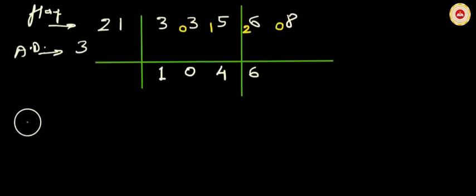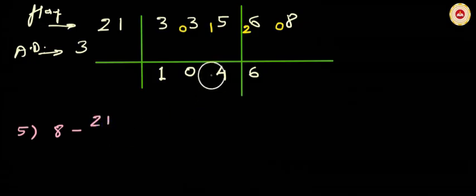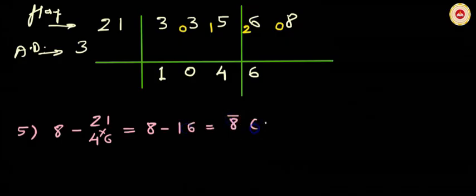Yes. Step number 5. Step number 5 is gross dividend 8 minus cross product of two flag digits and last two quotient digits 4 and 6. So 8 minus 6 twos are 12. Oh, net dividend is going to be negative, I think. Yes. 8 minus 6 twos are 12 plus 4, 16. Negative 8. Negative 8 is net dividend, which we don't want.